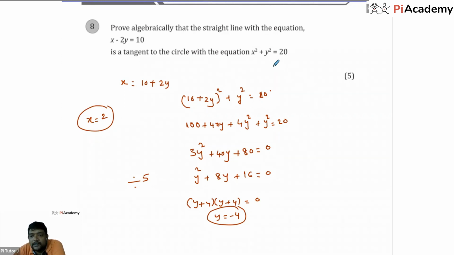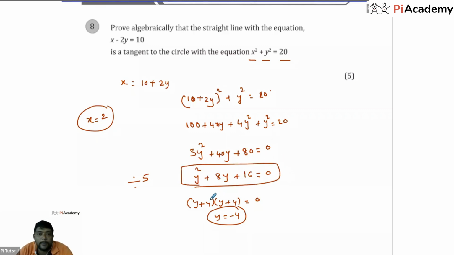See, first of all, Rahul took the equation x minus 2y is equal to 10 and solved it, x equal to 10 plus 2y, and then substituted that 10 plus 2y in the place of x in the second equation. So he has 10 plus 2y whole square plus y square is equal to 20. And then he expanded it. You have 100 plus 40y plus 4y square plus y square is equal to 20. So you have a quadratic equation, y square plus 8y plus 16 is equal to 0. And then factorized it and solved it.